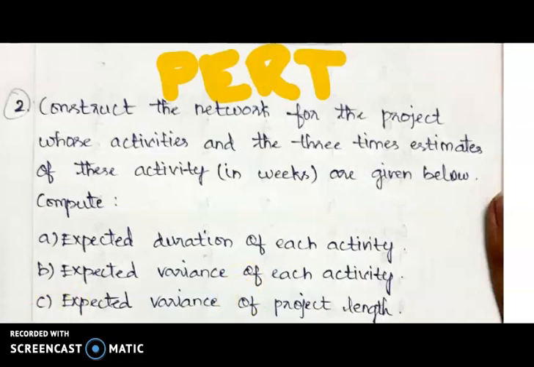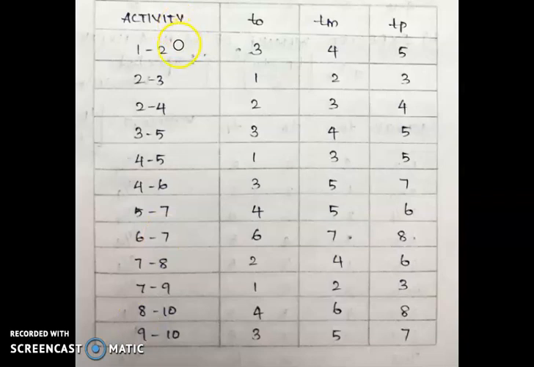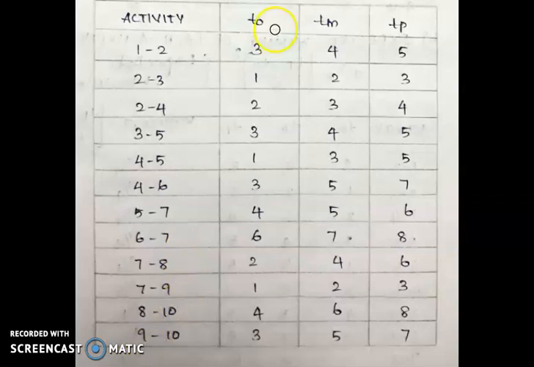project length. The activities are 1 to 2, 2 to 3, 2 to 4, 3 to 5, 4 to 5, 4 to 6, 5 to 7, 6 to 7, 7 to 8, 7 to 9, 8 to 10, and 9 to 10. Here TO is called the optimistic time, TM is called the most likely time, and TP is called the pessimistic time. There are 3 different times.